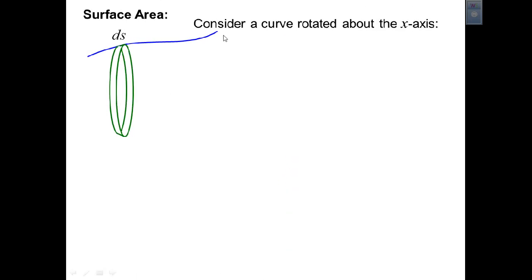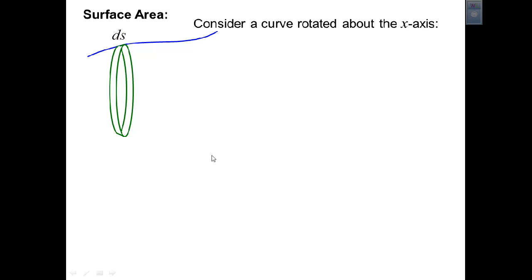All right, so consider a curve rotated about the x-axis. What we did was the same way we did in 7.2, where we did the area between two curves. Then we took a curve and rotated it around and made a solid. Now we're going to take the length of this curve, rotate it around, and it's going to be the surface area of that solid. So that's what we're finding here.